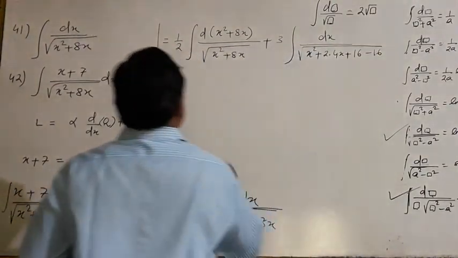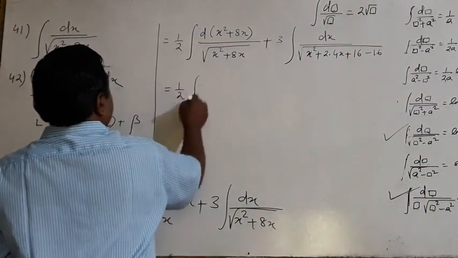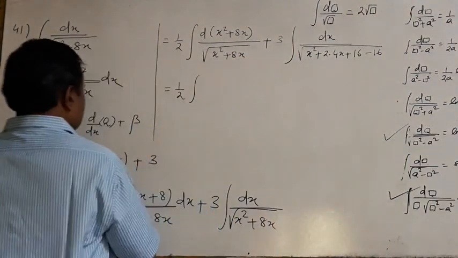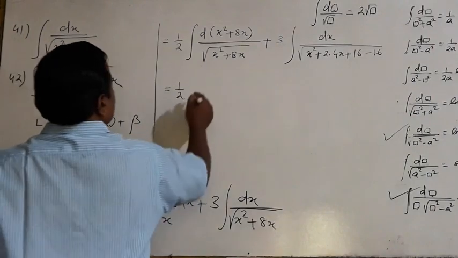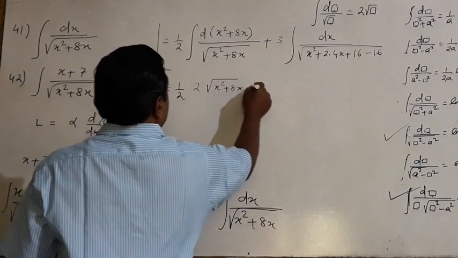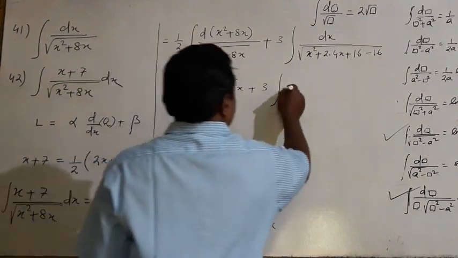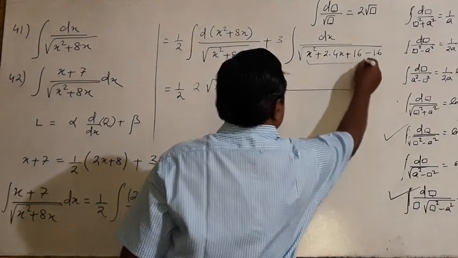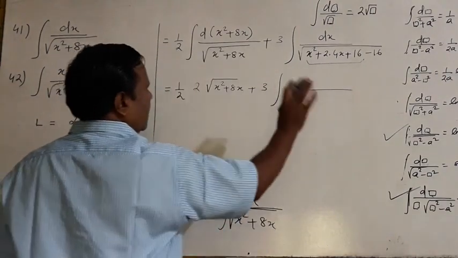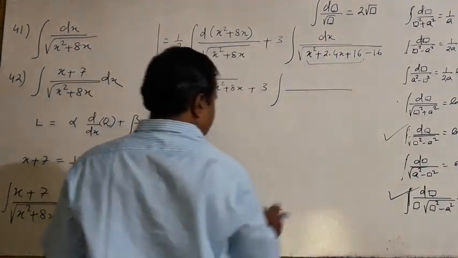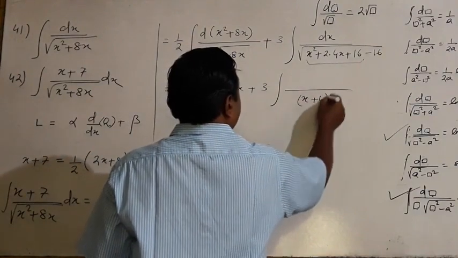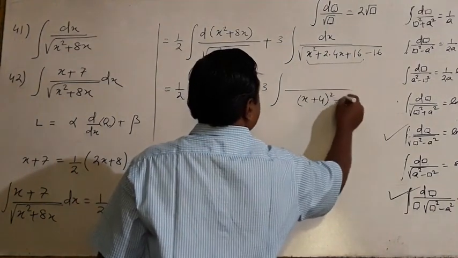Okay. Now look at here. Sir, we know it. What is that? d of box by root of box is 2 root box. Okay, I am writing 2 root of x² plus 8x, plus 3. It is a complete square from this to this. You just add and subtract 16: 16 minus 16. So I can write it as x plus 4 whole square minus 4².